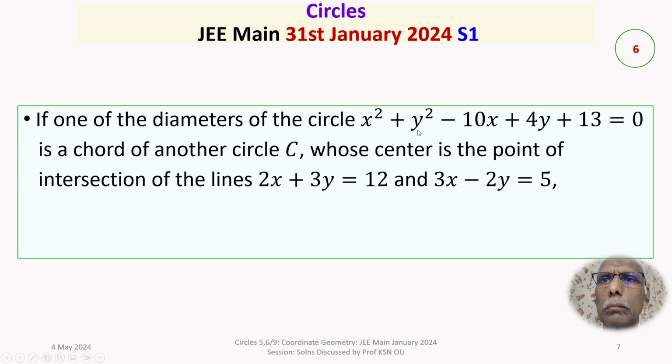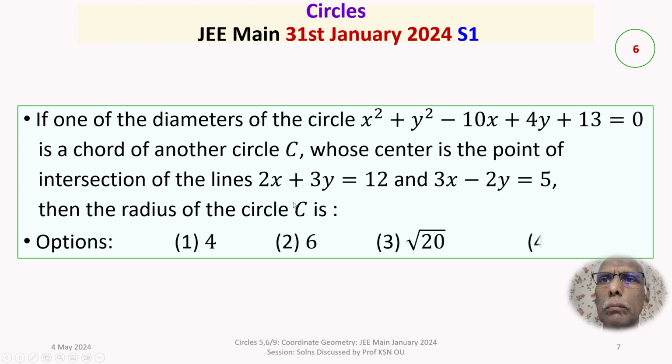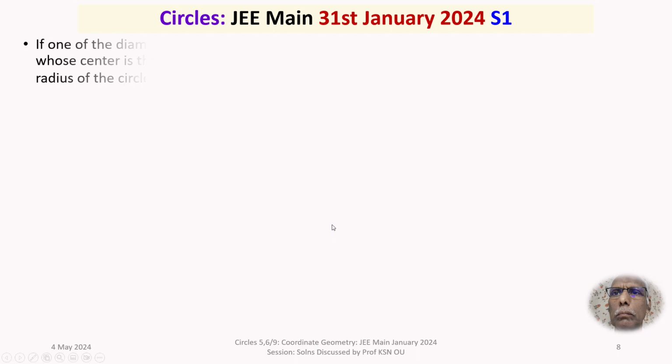So we have a circle, this is our circle, and a diameter of this circle is a chord of another circle C, and the center of this another circle C is the intersection of these two lines. Then the radius of this circle C is to be obtained, and we are given 4 options. Let's now discuss the solution of the problem in detail.